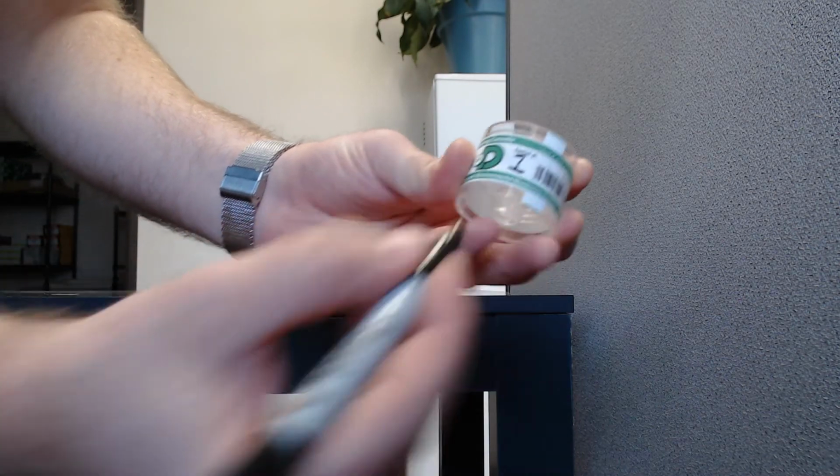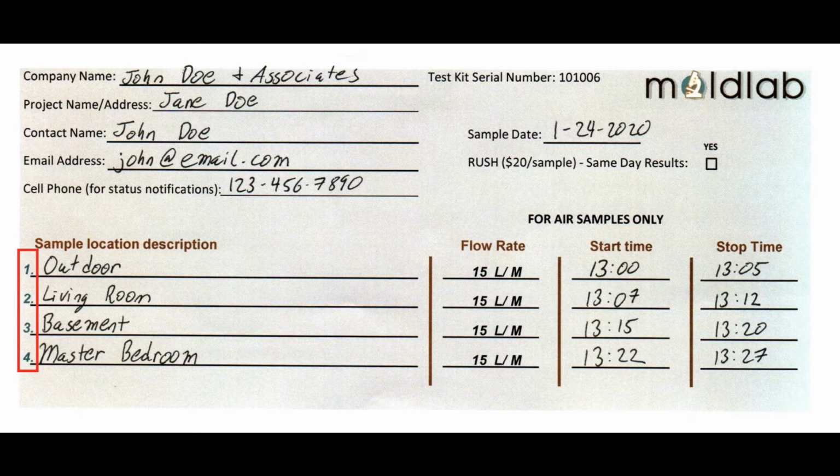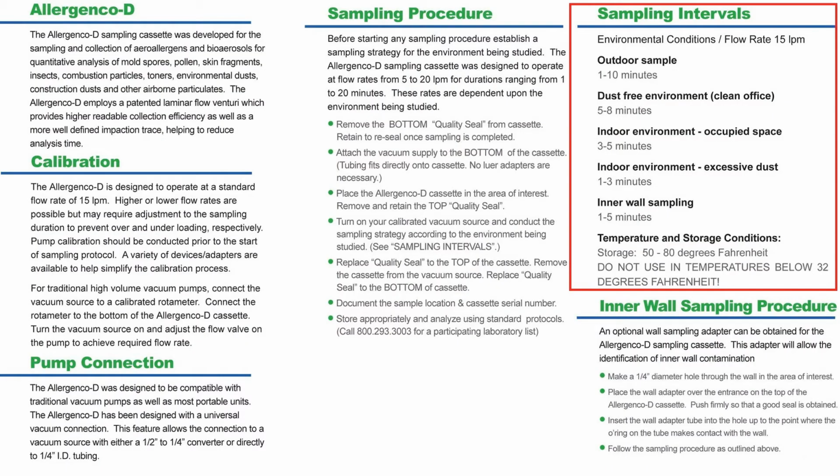Begin by marking on the sample a number matching the test kit form. Write a description of the location you'll be sampling from on the test kit form on the corresponding number's line. This will allow us to match up the correct sample to the correct location when we receive your samples in the lab.